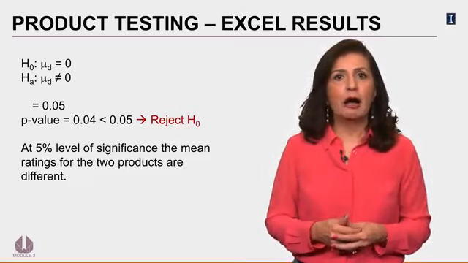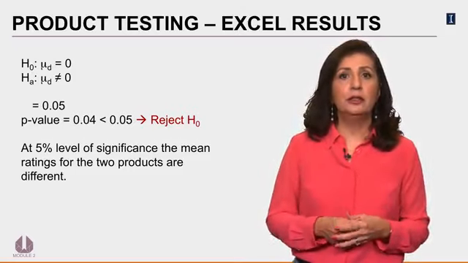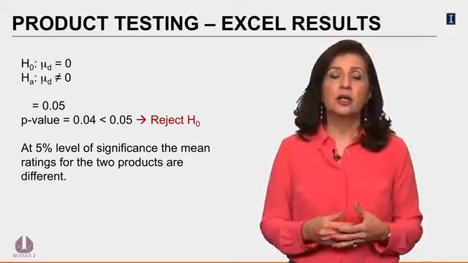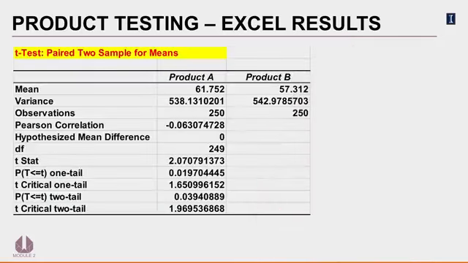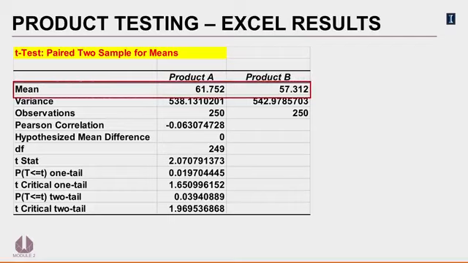Can we tell from the output which product did better? The answer to that is yes. Let's look back at the Excel output now. Focusing on the mean scores of product A and product B, we can see that product A scored better, and we just concluded that the difference is significant. That's why we reject the null hypothesis that they were about the same.